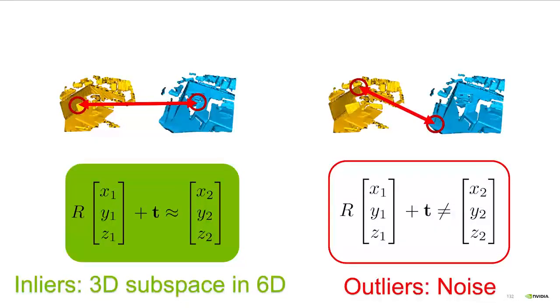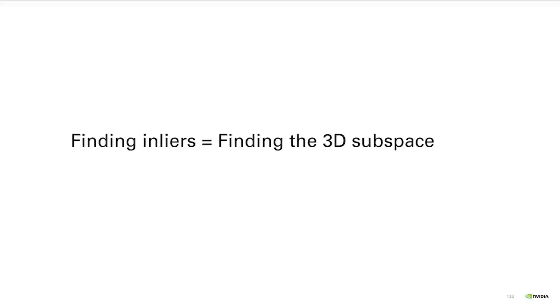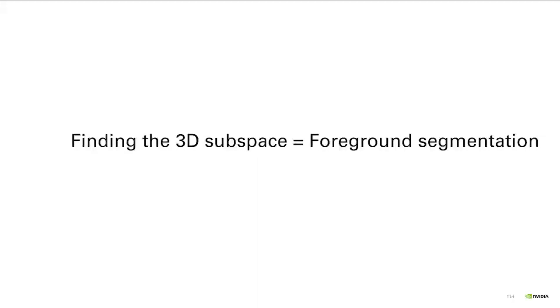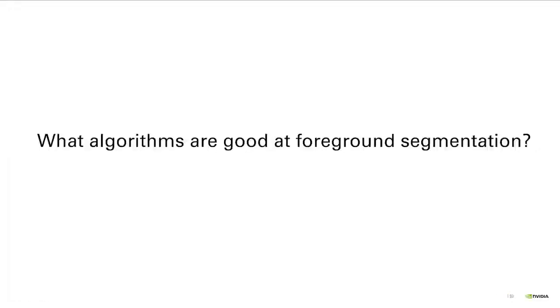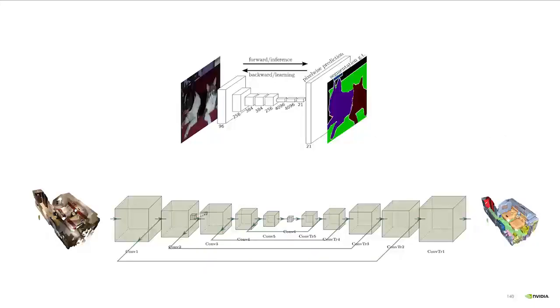In other words, the inliers, or the correct correspondences, will lie on a three-dimensional subspace inside a six-dimensional space, whereas the outliers, or incorrect correspondences, will form noise outside this three-dimensional subspace. Thus, finding inliers is equivalent to finding this three-dimensional subspace, and finding this three-dimensional subspace is equivalent to foreground segmentation. Convolutional neural networks are one of the most successful methods for semantic segmentation and foreground segmentation, in 2D and 3D. And that is why we propose a six-dimensional convolutional neural network to segment the inliers.